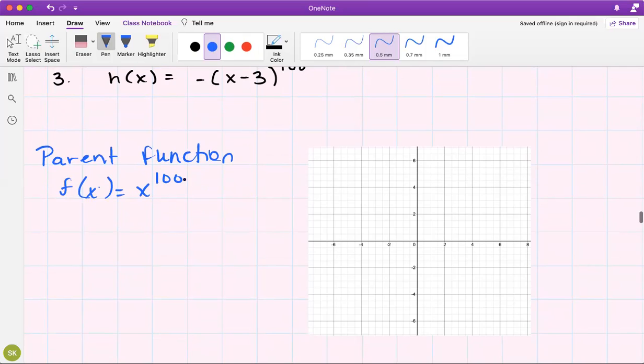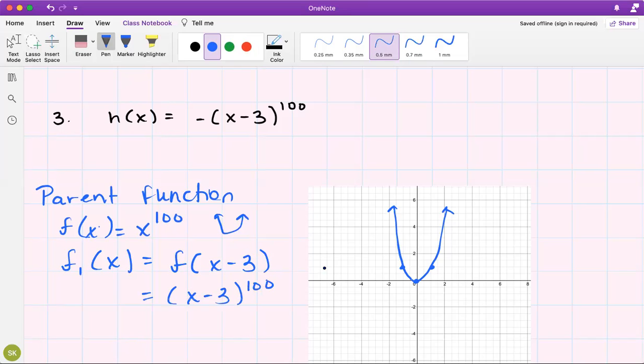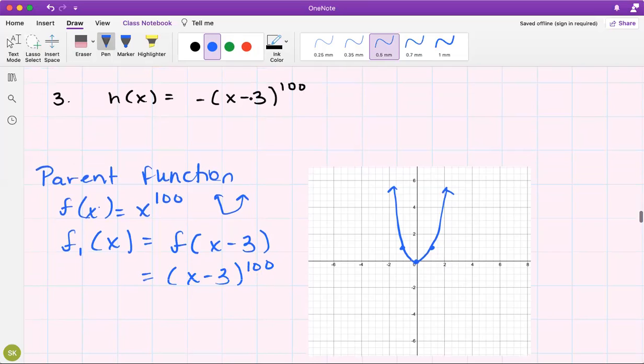Okay, so this is even, which means it's pointing upwards. Also, because the leading coefficient is positive, it's parabola looking. So let's draw some points. Of course, it's going to be much skinnier than that, but that's the idea of what it looks like. Then to get to this stage, we can define a new function, f1 of x. We can say that it's f of x with minus 3 plugged in, x minus 3, which would give us x minus 3 to the 100. And that means we shift the graph over 3 units. So 1, 2, 3. It's going to look like this.